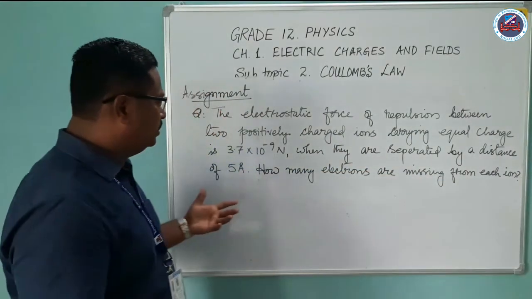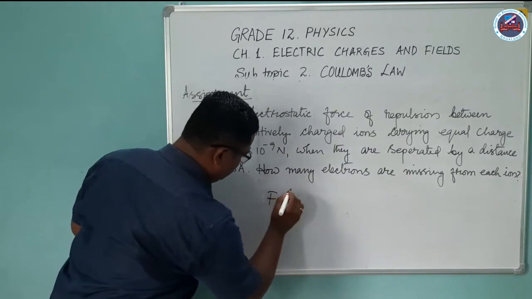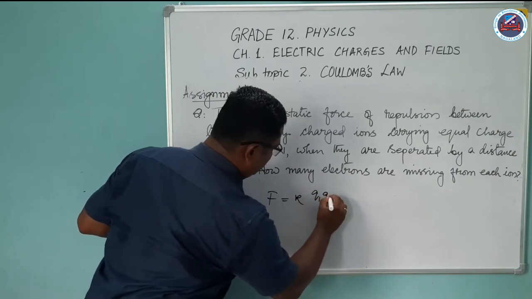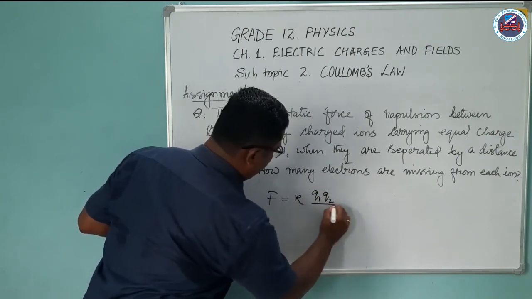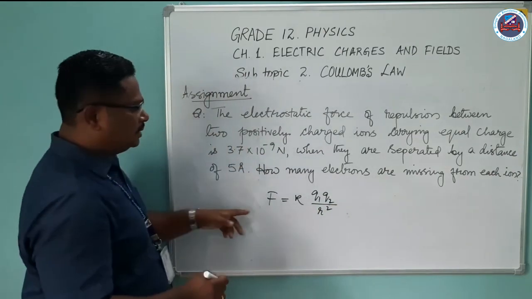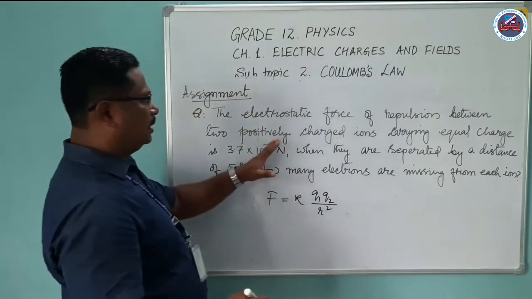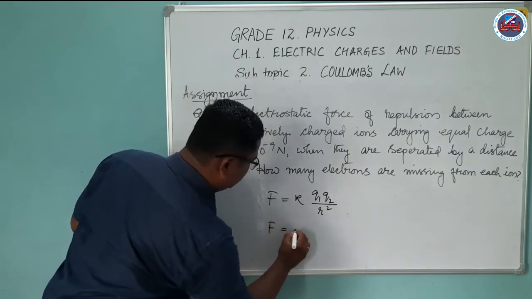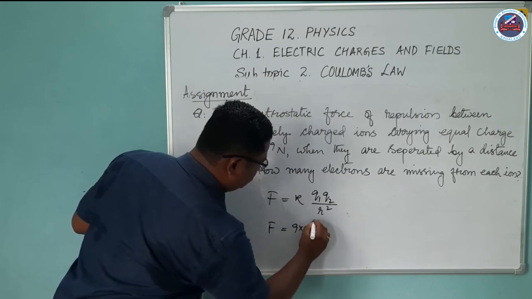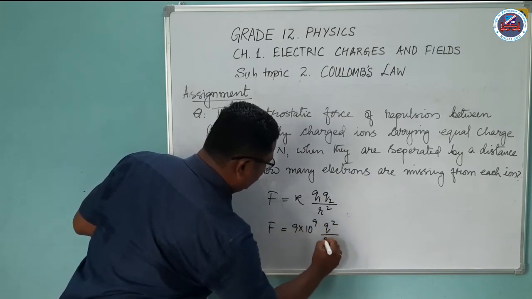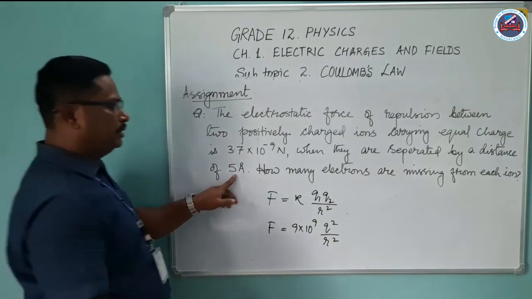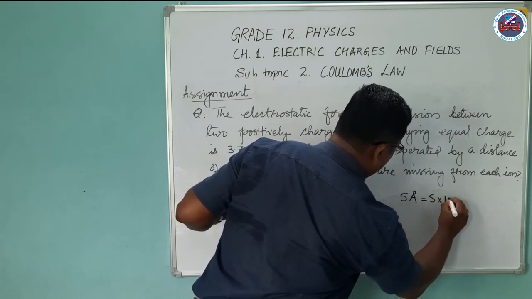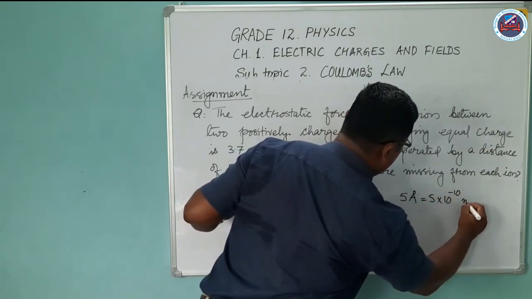So in this question you will use Coulomb's law in electrostatics. F is equal to K Q1 Q2 by R square. And using this you will find out the value of Q, because both are of similar charge. So Q1 Q2 you can write as Q into Q. It will become Q square divided by R square. The distance is given in angstrom unit, 5 angstrom unit. It is 5 into 10 to the power minus 10 meter.